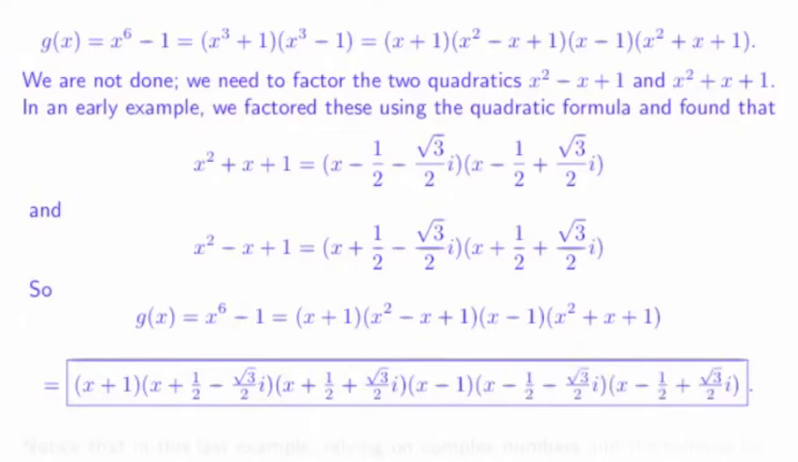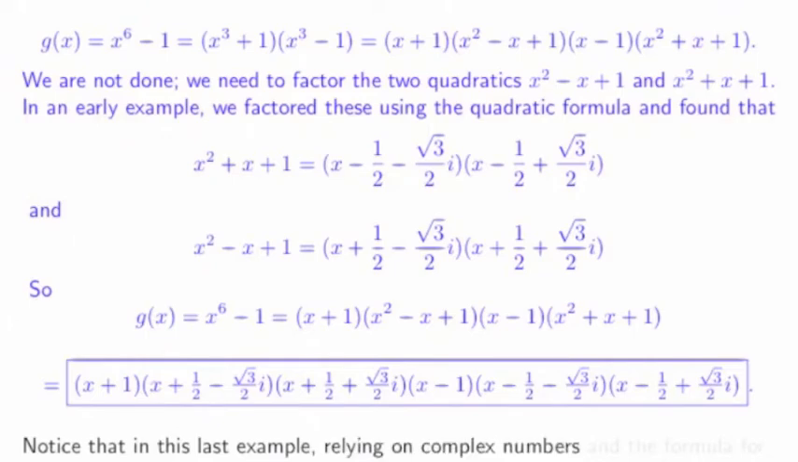I've gone through this somewhat rapidly. You might go back and see if you can verify each of the steps. Notice that in this last example, relying on complex numbers and the formula for a difference of squares, we were able to break the 6th-degree polynomial x to the 6 minus 1 into 6 linear terms, as promised by the fundamental theorem of algebra. In the next presentation, we return to studying the zeros of polynomials.